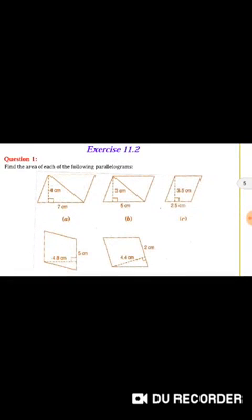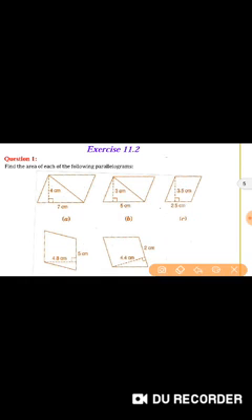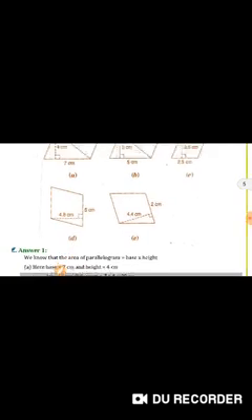Find the area of the parallelogram. See, the area formula of a parallelogram is length into height, or base into height. Height is nothing but the perpendicular distance from the corner to the base. If the height is 4 centimeter, this is the base. This is 3 centimeter height, and 5 centimeter is the base. Here 3.5 centimeter is the height, and 2.5 centimeter is the base. I'll show only one, the remaining you must do.